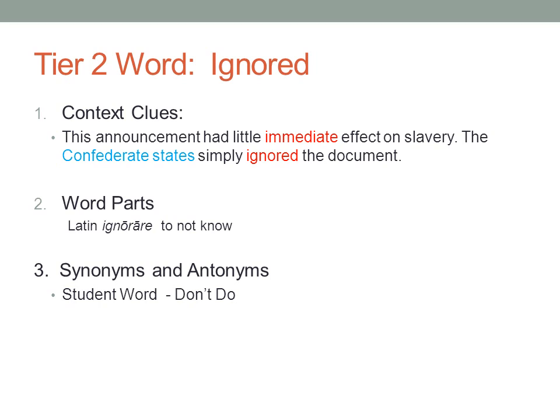Finally, synonyms and antonyms. What's it like? And this is where we come up with a student word. For ignored, a student word example might simply be don't do. So the Confederate States simply did not do the document. They ignored it.